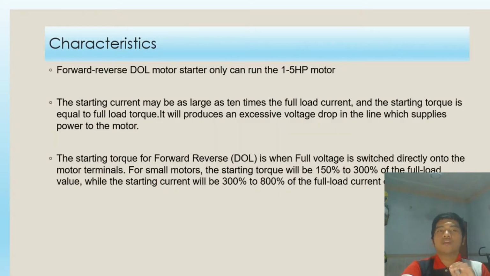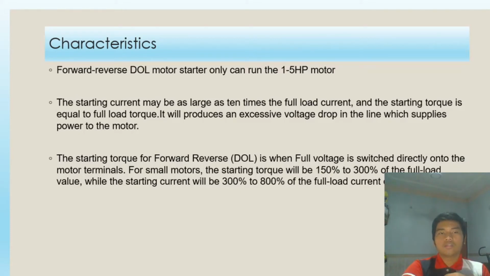There are some characteristics for the forward reverse direct online motor starter. First, it can only run a motor of 1 to 5 horsepower. The starting current may be as large as 10 times the full load current, and the starting torque is equal to full load torque. It will produce an excessive voltage drop in the line which supplies power to the motor.